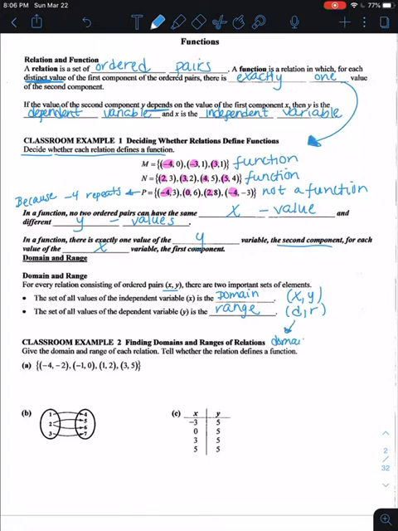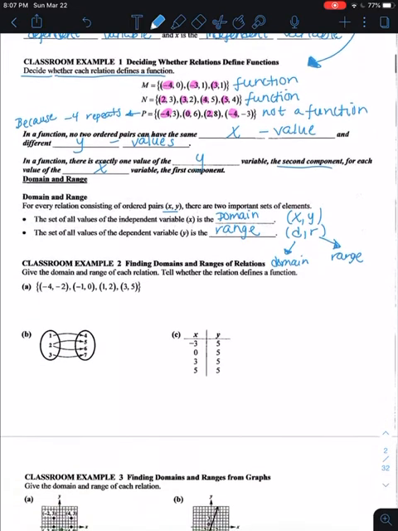Domain comes first in the alphabet, or D comes first and then R comes second. So domain and range. That's the way I remember. So x and y in that order. Just make sure alphabetically x goes before y, D goes before R. There's your domain, your range. Domain corresponds with the x values. Your range corresponds with your y values.